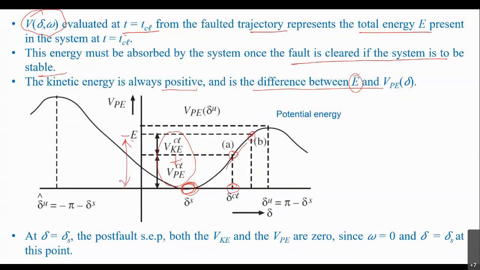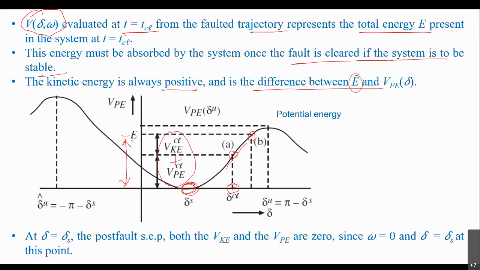At delta S, it will become 0. And similarly, your kinetic energy also will become 0, because omega equal to 0. The relative speed with respect to omega s is 0. So therefore at this point the potential energy and the kinetic energy both are 0. So therefore here the total energy is 0 at the stable equilibrium point.